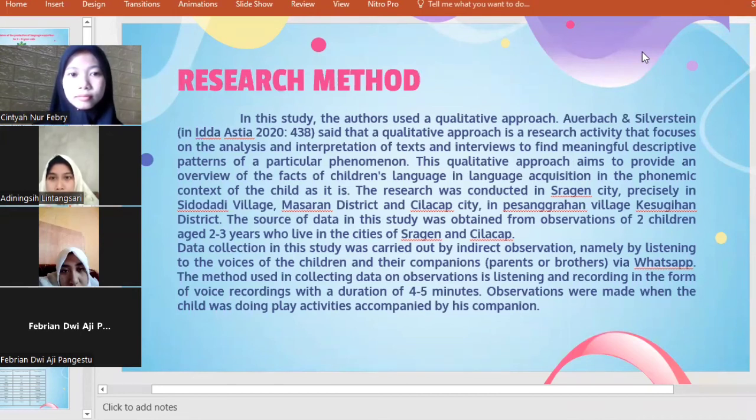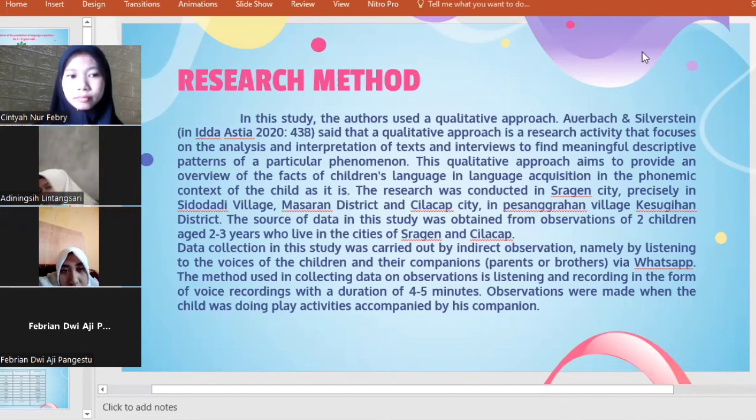In research methods, I use a qualitative approach. A qualitative approach is a research activity that focuses on the analysis and interpretation of text and interviews to find meaningful descriptive patterns of a particular phenomenon. And this qualitative approach aims to provide an overview of the facts of children's language in language acquisition in the phonemic context of the child as it is.